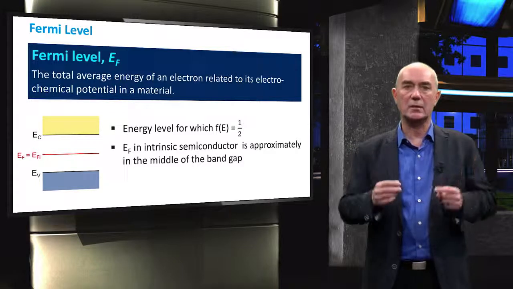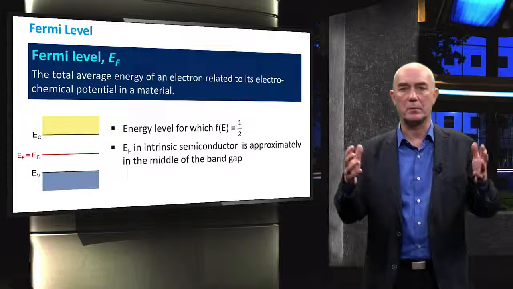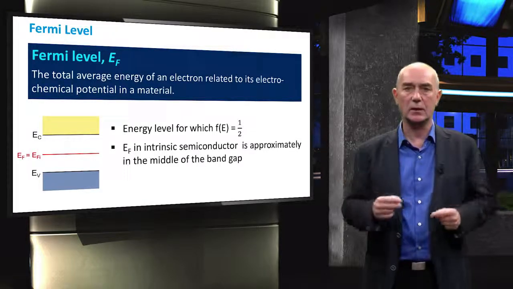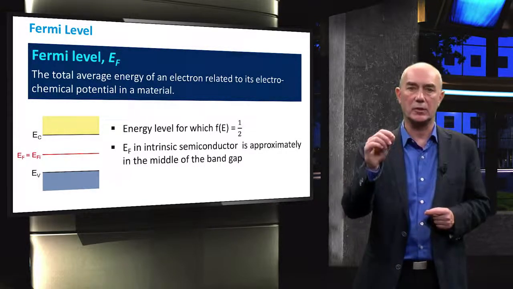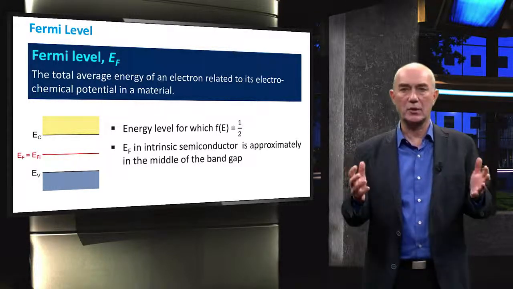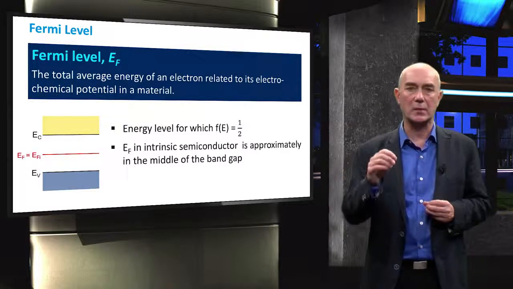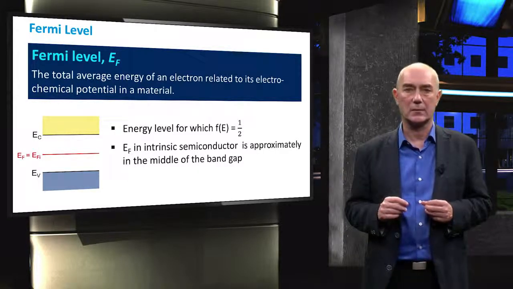From the Fermi-Dirac distribution function, we can easily calculate that the probability that the energy level corresponding to the Fermi level is occupied is 0.5. The position of the Fermi level in an intrinsic semiconductor is close to the middle of the band gap.